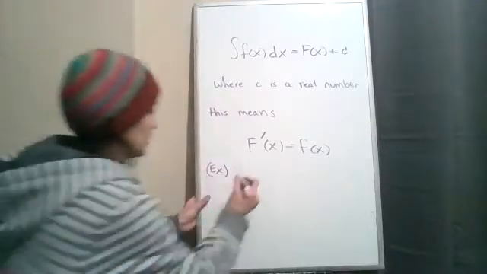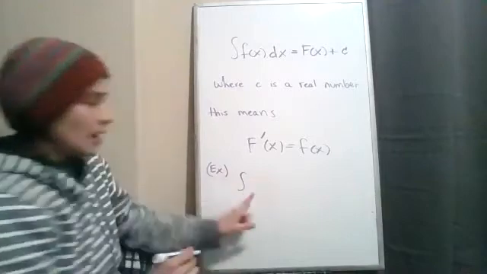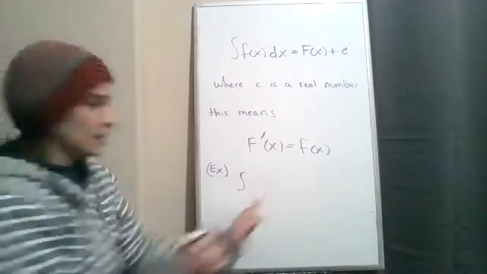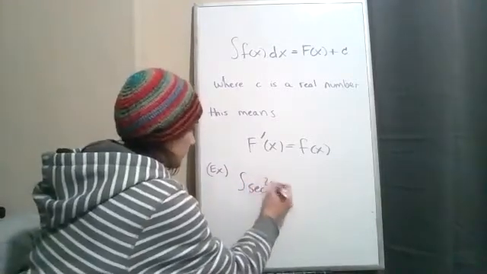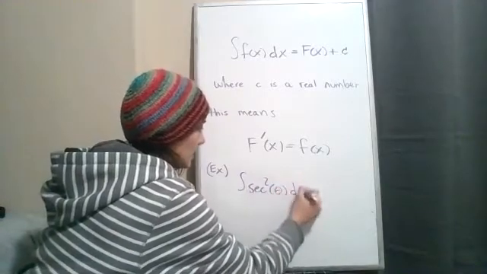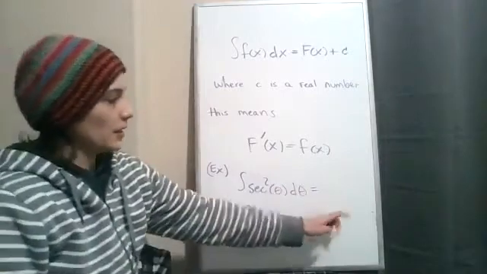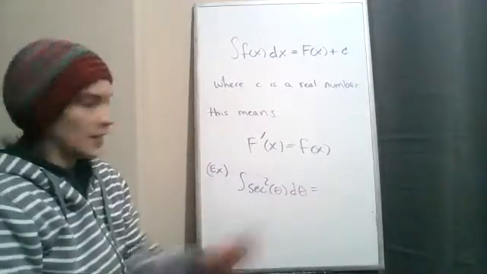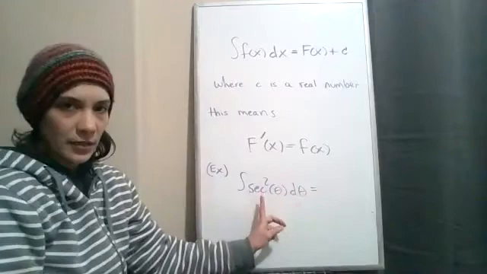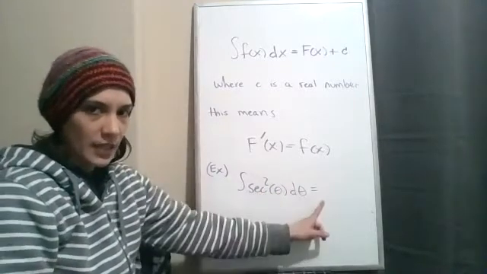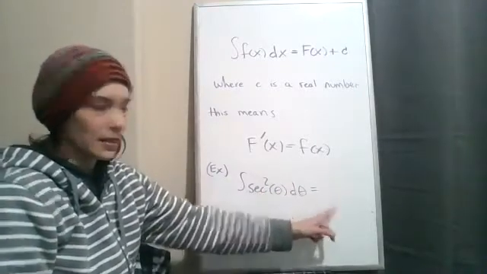the integral of secant squared theta d theta. So we talked about the derivative of tangent was secant squared, so your antiderivative for secant squared will be tangent theta and then plus c.